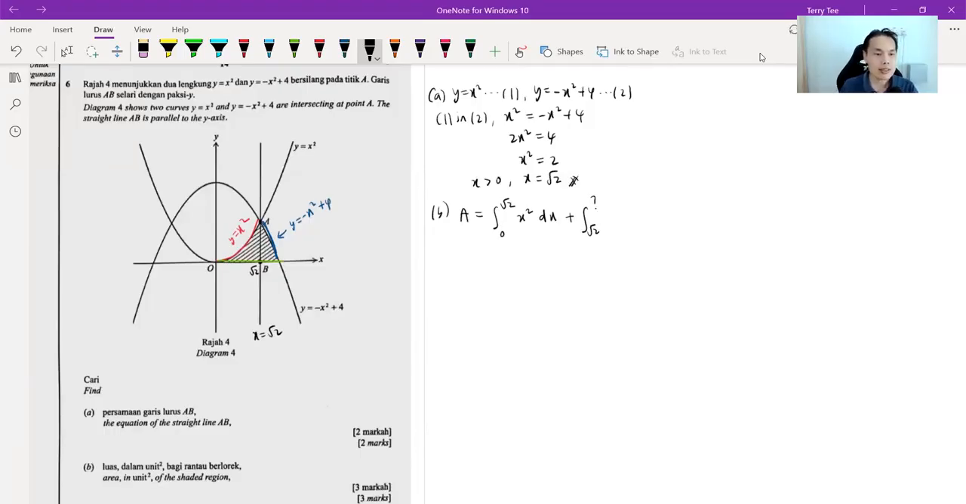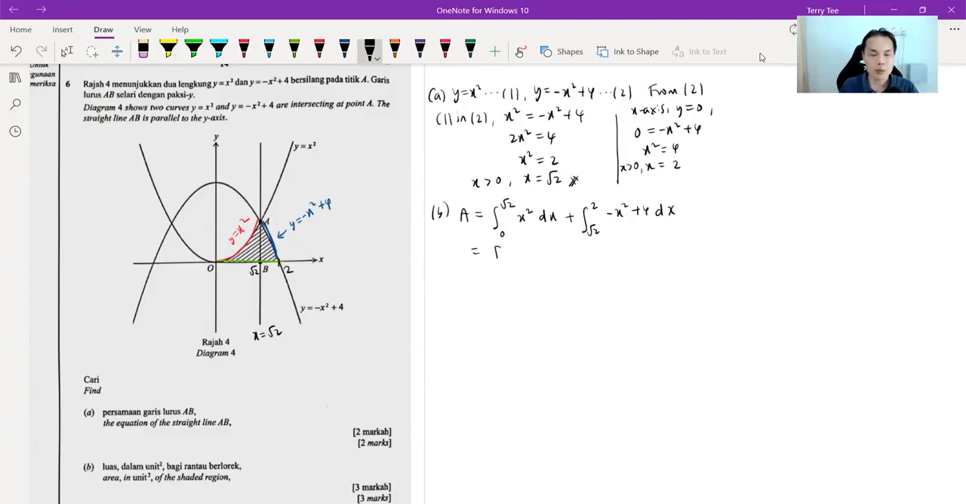So this is actually your x-intercept. Now, we know from equation 2, at the x-axis, your y is 0. So 0 equals negative x squared plus 4. x squared is 4, x is plus minus 2. But we don't have to put plus minus 2 because we are looking for the value on the right-hand side. So x should be 2. We integrate from 2 to 2√2, and this function is negative x squared plus 4 dx.